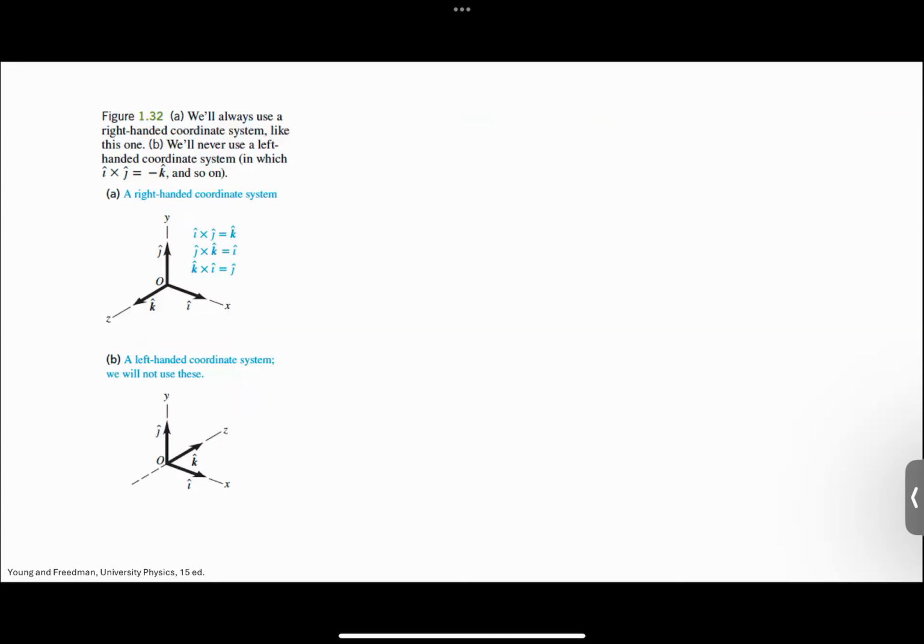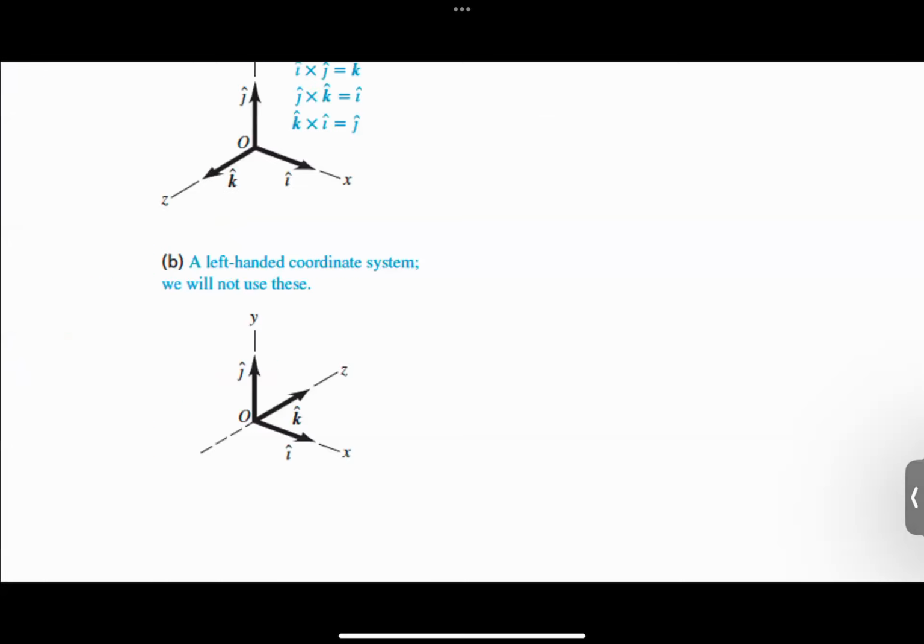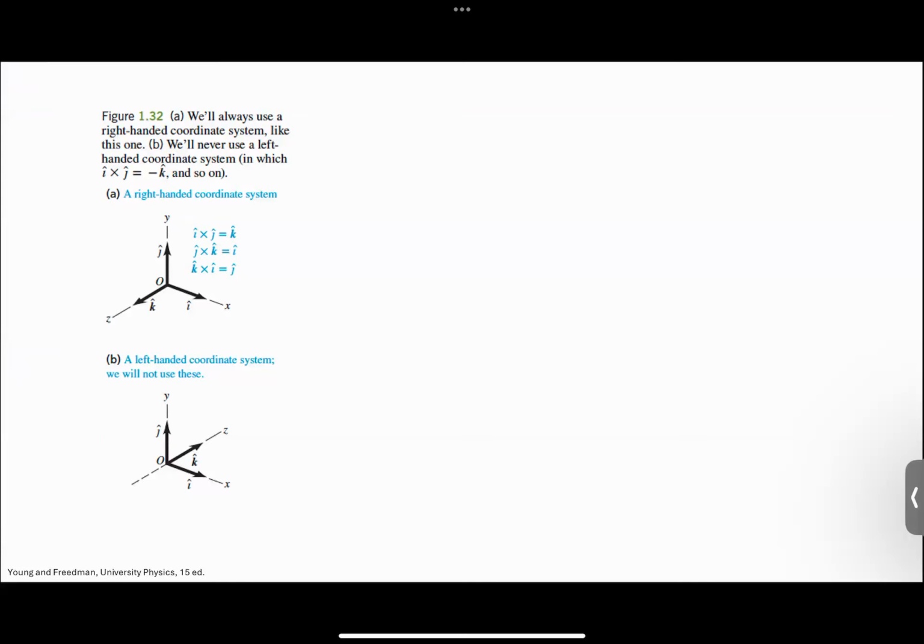Now, furthermore, if we consider unit vectors, these are the only unit vectors that will survive, because if you cross a unit vector with itself, it will give you 0. Simply because I cross I is just the magnitude, which is 1, times the sine of the angle between them. So that gives you 0.